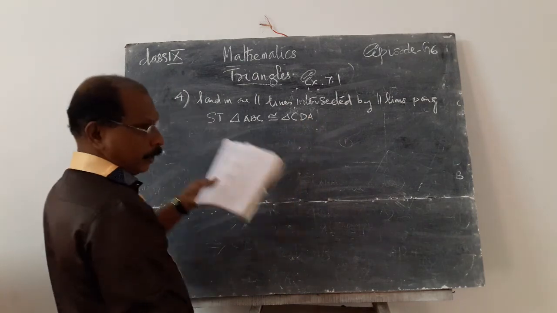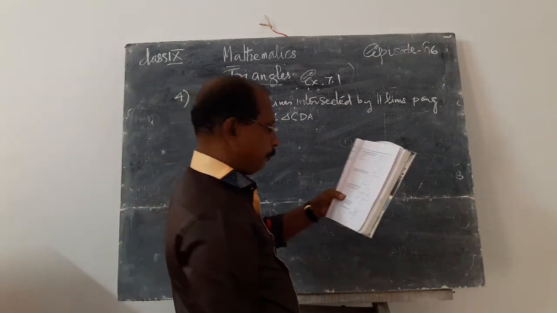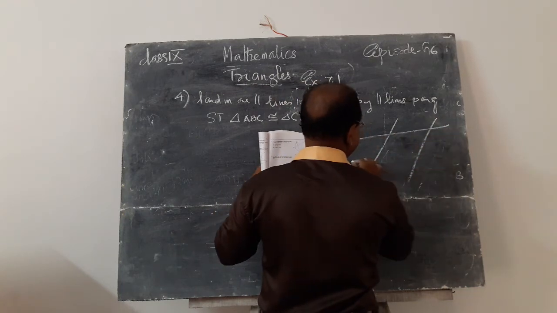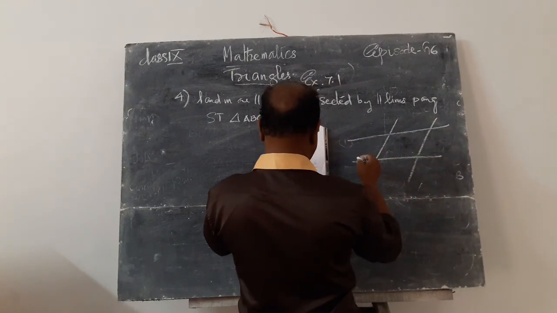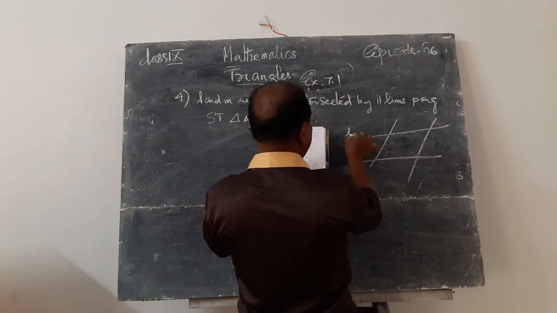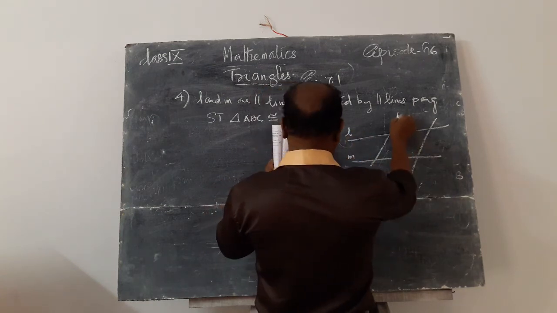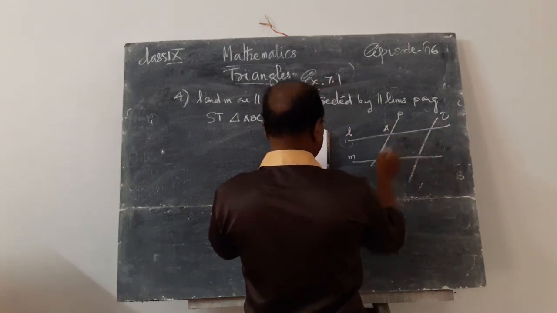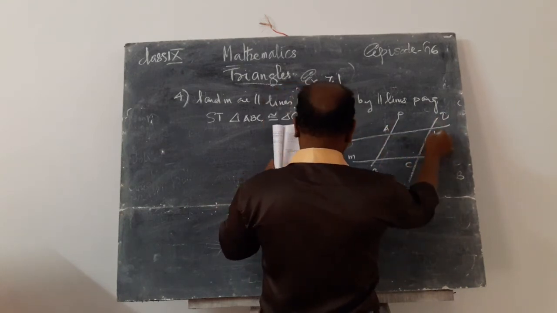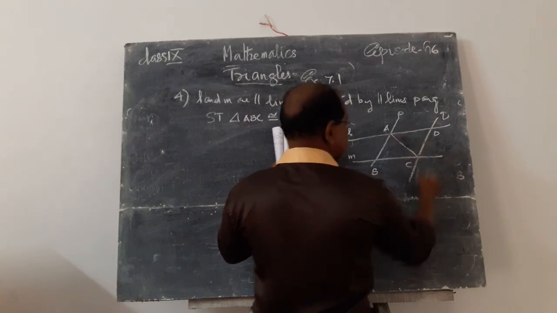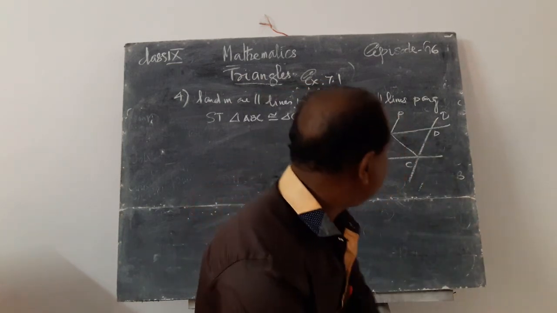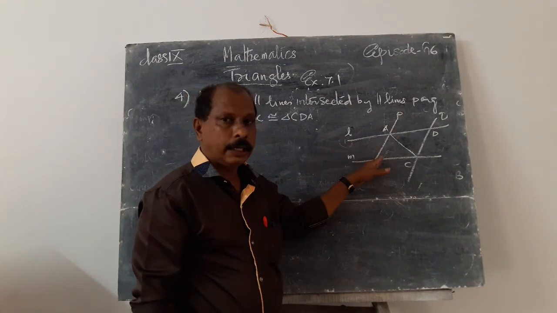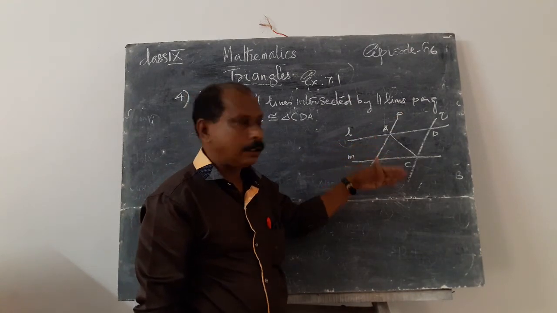The figure is also given with the problem. This is the figure. These are the lines L, M, P, Q, and the points A, B, C, D. Right, this is the figure for that problem. Listen, L and M are parallel lines. Therefore, this is a transversal line. The corresponding or alternate angles are equal.